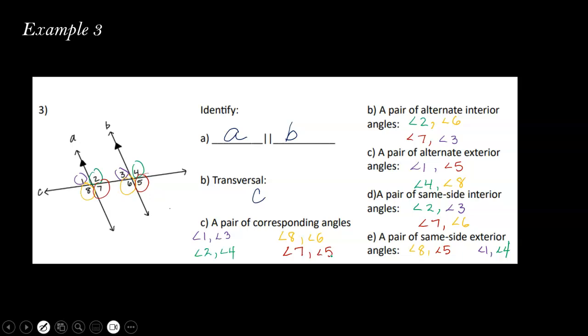Pair of alternate interior angles. There are 2 different correct answers, so make sure you have one of those 2 pairs. 2 and 6 are on opposite sides of the transversal in their interior, and 7 and 3. Alternate exterior could be 1 and 5 or 4 and 8. And same side interior would be 2 and 3 or 7 and 6. And same side exterior would be 8 and 5 or 1 and 4.